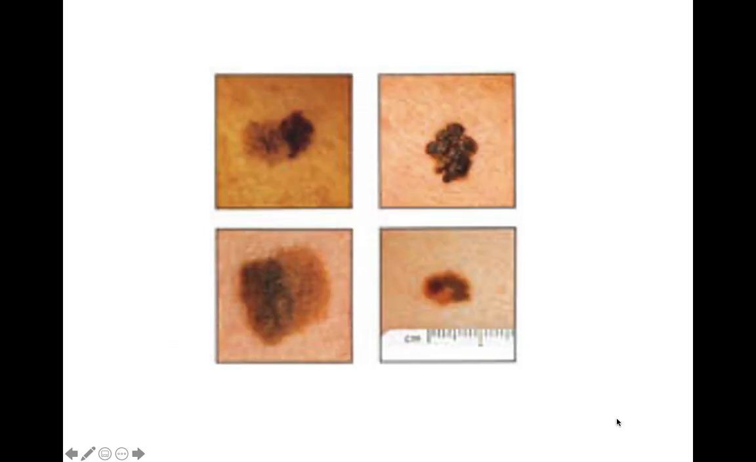Now, if we look at these four photographs, the upper left is illustrating it being asymmetrical, that both sides of the mole don't match. Upper right, the border is irregular, it's not smooth. Lower left, the color is not consistent, and lower right is talking about the size issue. But again, with size, we want to get that looked at as soon as possible because the smaller it is, the better the cure rate is going to be.